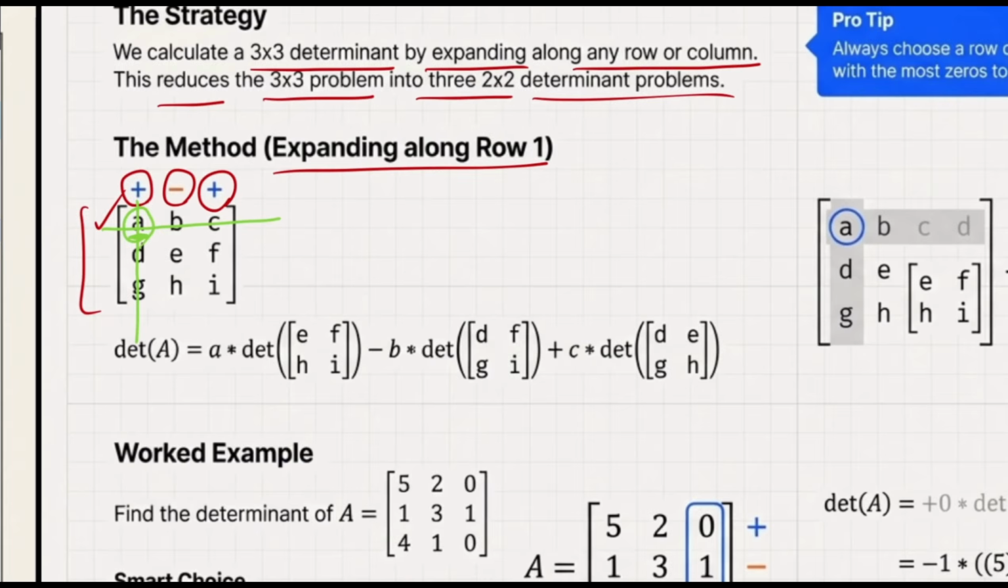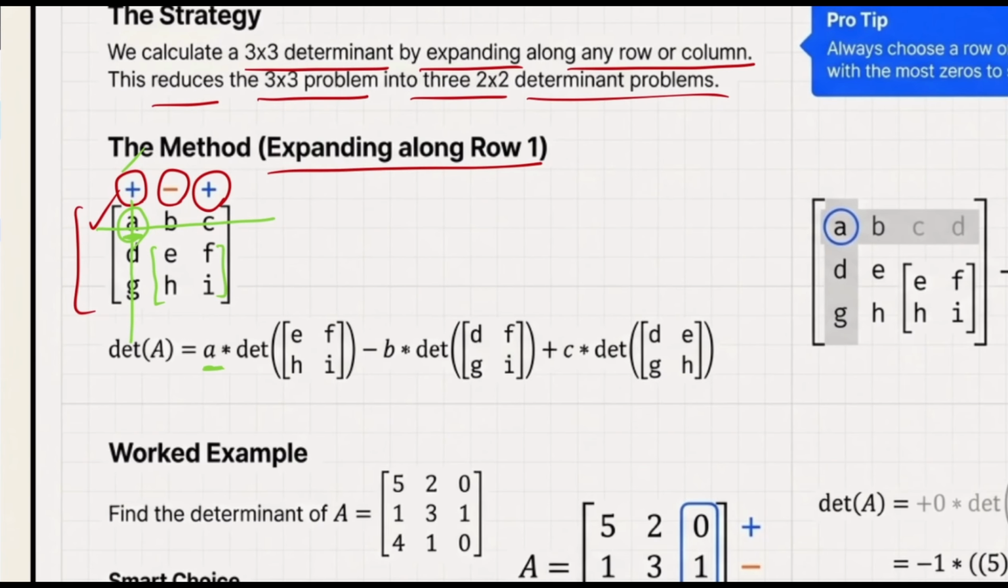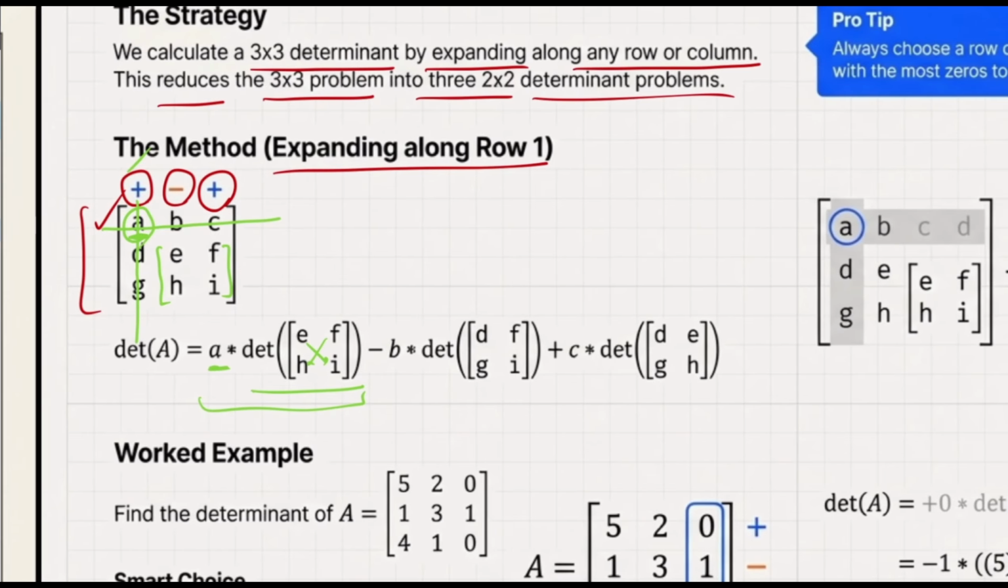Then what you have left is a matrix which is 2 by 2, and we know how we can find the determinant of that guy. In the meantime, you have to multiply it by A, with the positive sign. So it would be A times, A is just a number, right? Entry is just a number. Determinant of E, F, H, I, whatever that is, E times I subtracted by F times H is going to give me a number.